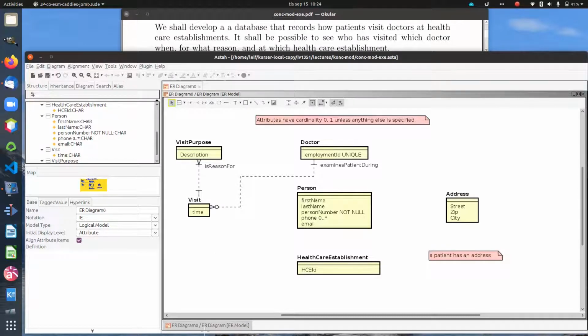So therefore it looks like this. I think that's quite clear. It should be something like this. Okay, so let's move on.